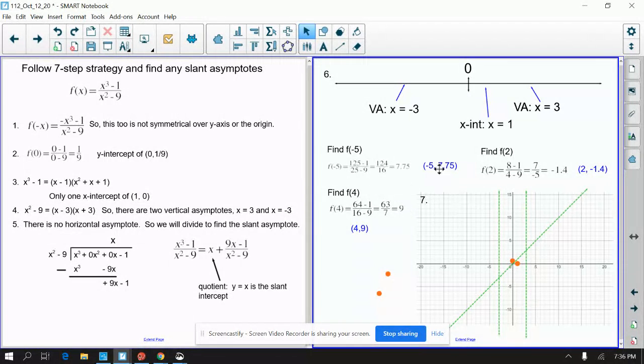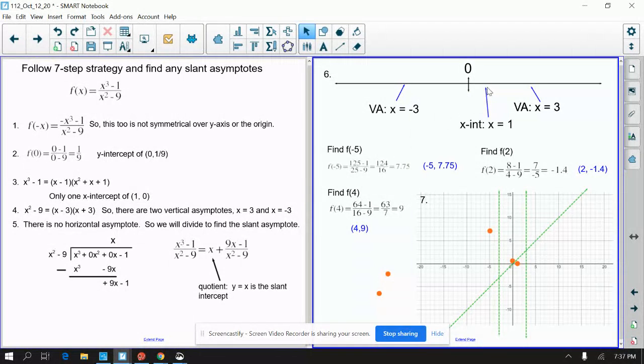So I picked something to the left of negative 3. I just chose negative 5. And when you type in negative 5 into the function, you get 7.75. So (-5, 7.75) up there. And then a value between negative 3 and the x-intercept of 1, well, 0 is in between there, and I already found 0. 0 got me 1/9.